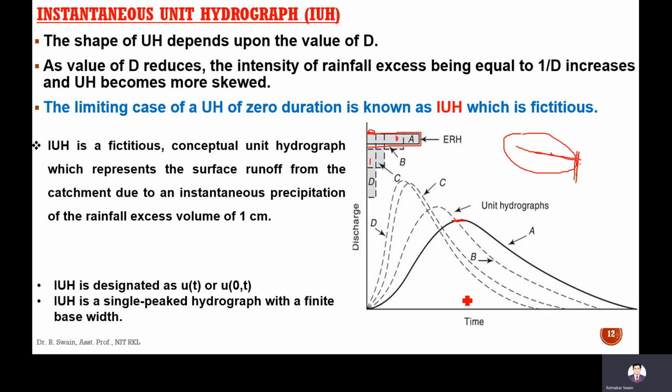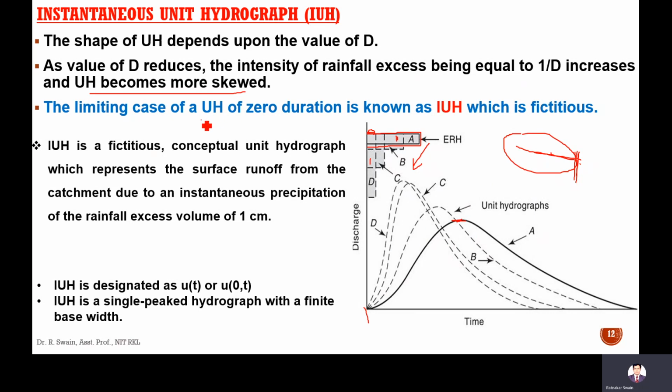Okay. So if the intensity of rainfall is less, then it will take time to reach the station, and the peak will be low but the base time will be very high. For a longer period the water will pass into this gauging station. So by decreasing this D value, the peak increases and base time decreases. Here the value reduces, the intensity of rainfall excess being equal to 1 by D increases, and the UH becomes more skewed.